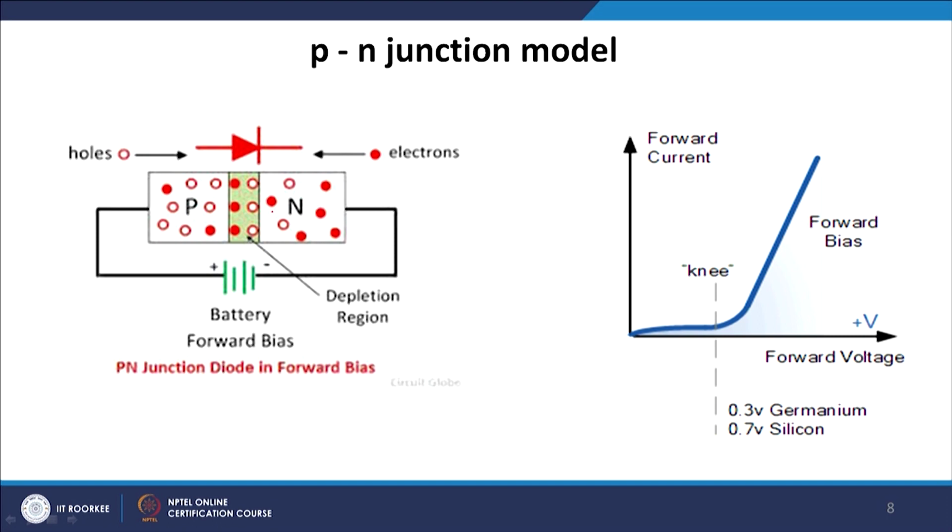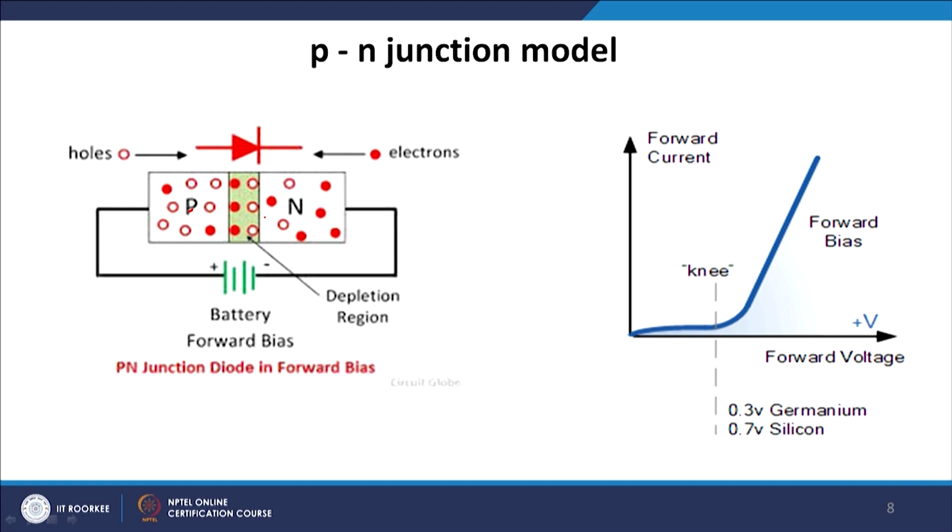Now, when I combine them together, some of the holes diffuse from the left side to the right side, coming near the junction, and some of the electrons diffuse from the right side to the left side. Now, we have added a battery in such a way that the positive terminal is connected to the P side and the negative terminal is connected to the N side, and the shaded or grey area here is the depletion region.